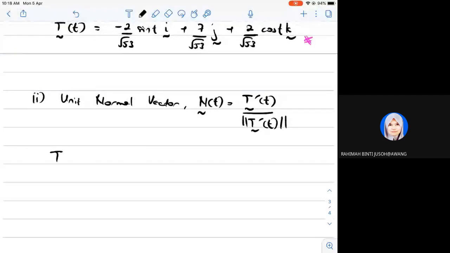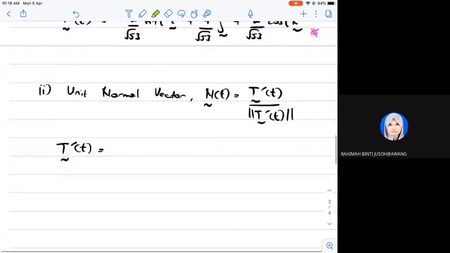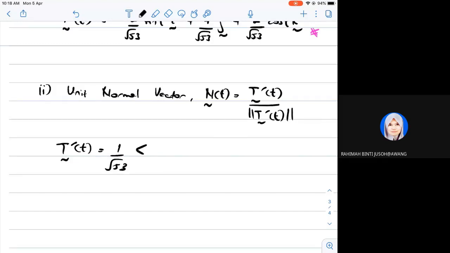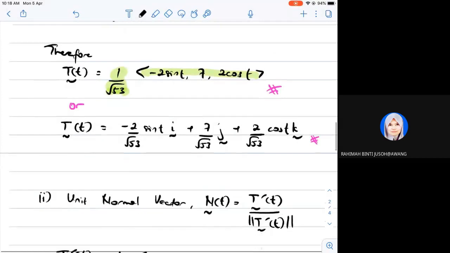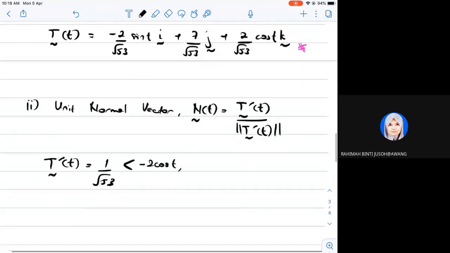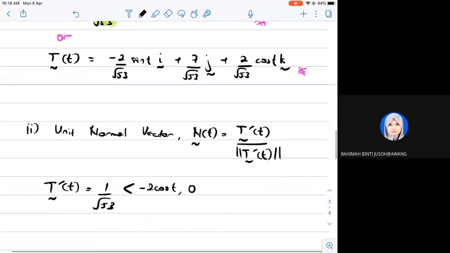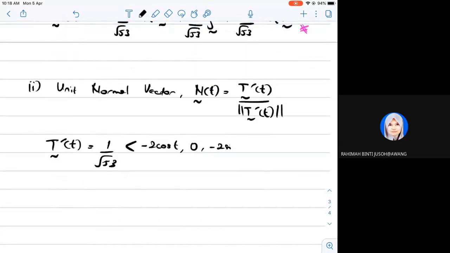Okay, so T'(t). As we know, 1 over square root 53 is just a constant, so we can take this out. It does not affect our differentiation, so we just differentiate negative 2 sin t, we will get negative 2 cos t. Differentiate 7, we will get 0. And then differentiate 2 cos t, we will get negative 2 sin t. Okay.